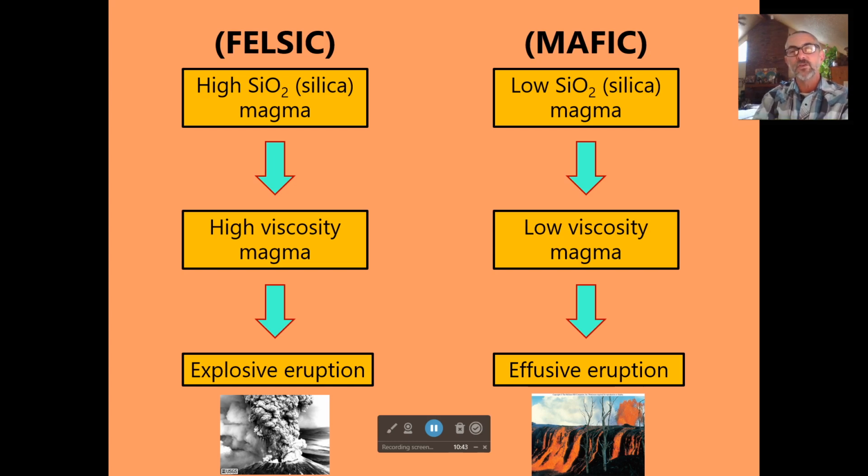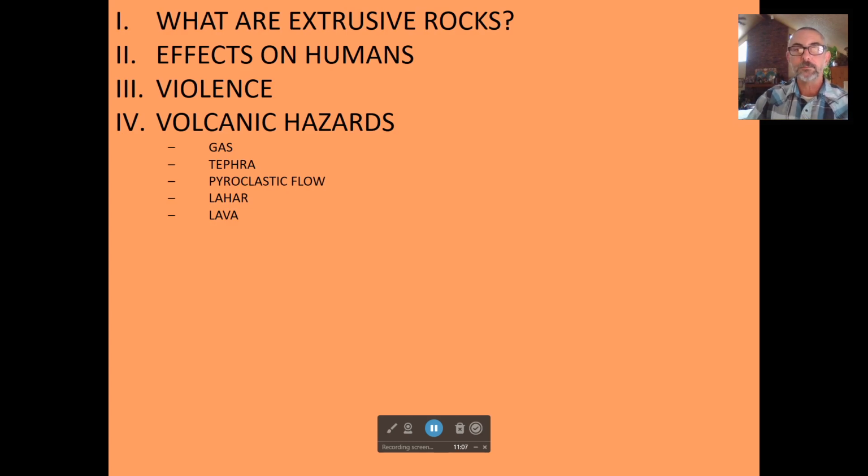Remember that mafic rocks are dark, and we see that these effusive eruption products are quickly cooling into dark rocks, and felsic products are light colored, and they're frequently cooling into light colored rock there. So sometimes just the color of the volcano itself or its past products is a clue to how it will erupt in the future. Okay, that's the end of part one.